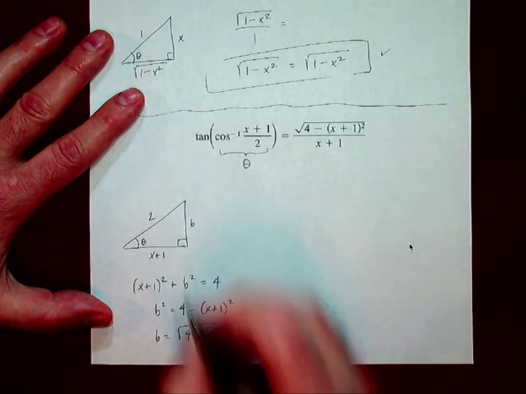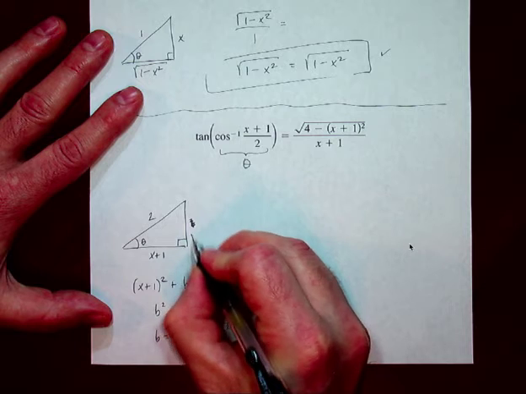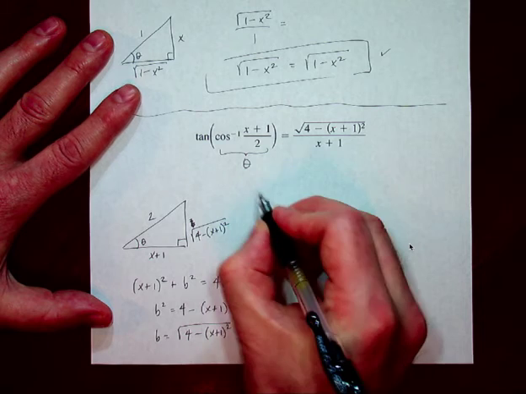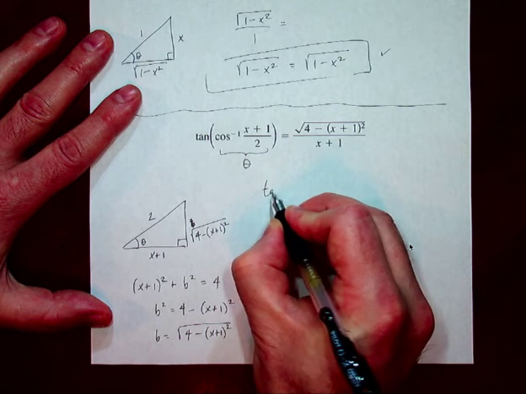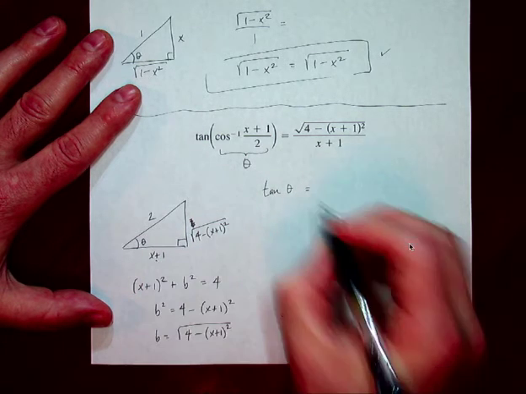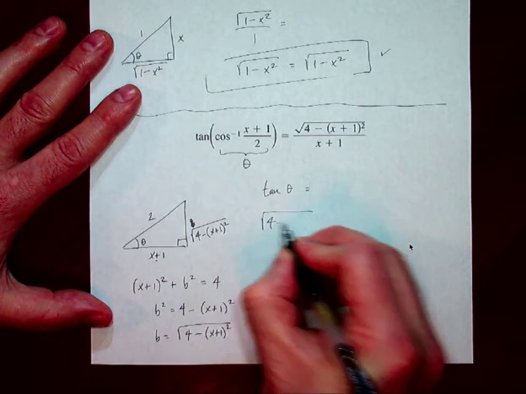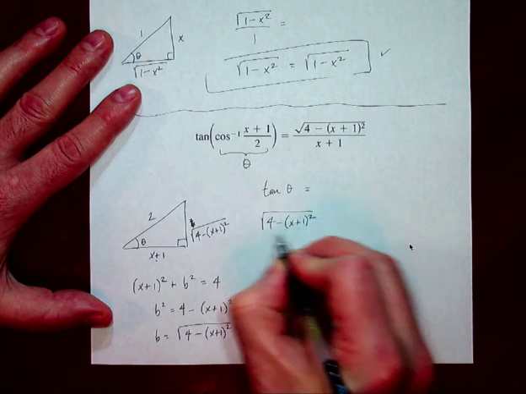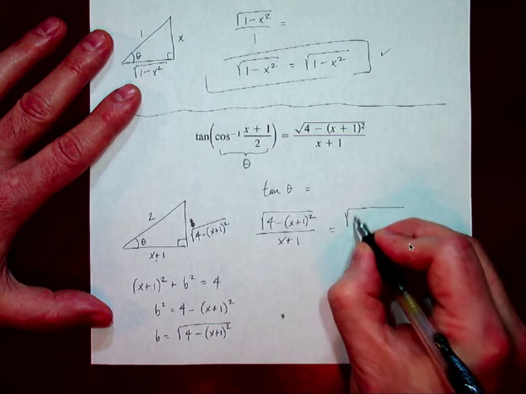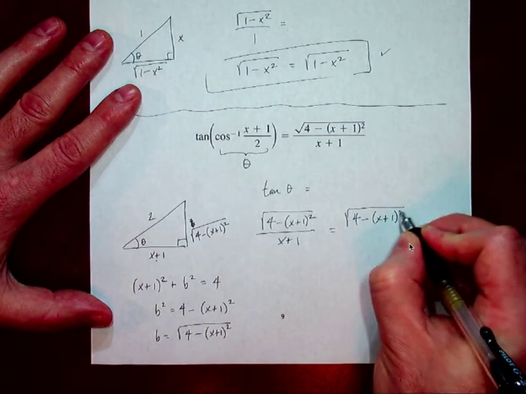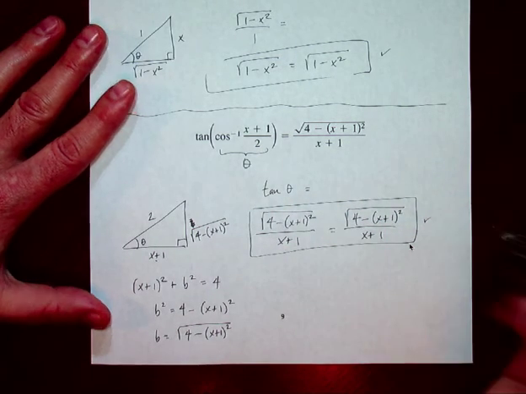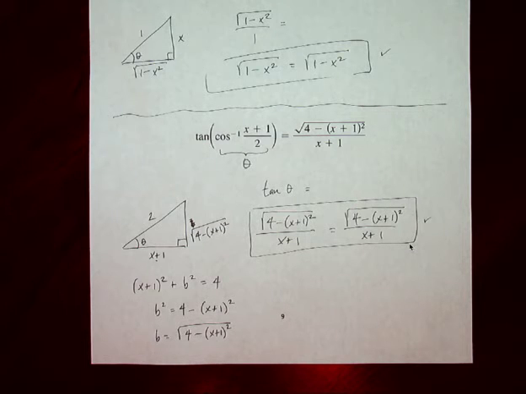There we go. Okay, so that's no longer b. We're going to basically label it as the square root of 4 minus (x plus 1) squared. And therefore, our tangent of that theta is going to wind up being the opposite over adjacent, which is the square root of 4 minus (x plus 1) squared over x plus 1, which indeed is the same as it is on this side. Like I said, I'm not exactly sure how the author of this textbook wanted us to verify it.